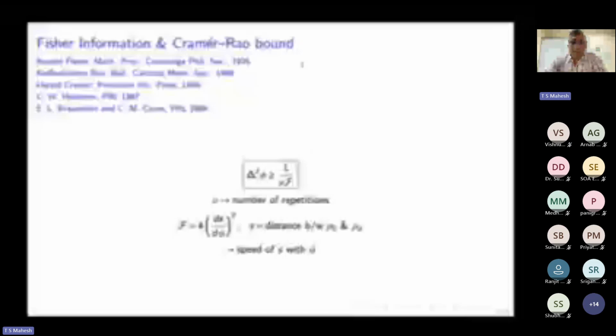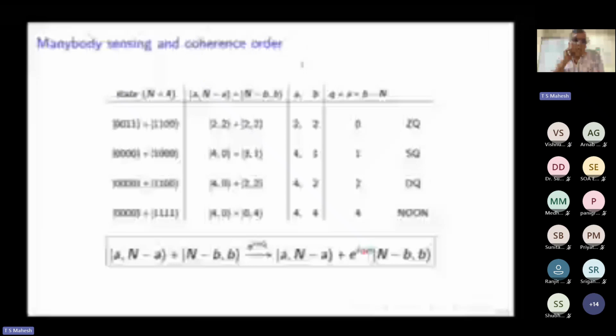So before we go further, just keep this in mind, I'll come back to this again. Now the idea here is that we are going to use many-body sensing. In this many-body sensing, there are multiple qubits. In this table, I have shown 4 qubits, and I have also given 4 states in this example. Say, for example, the first state is 0011 plus 1100. So this is an entangled state.